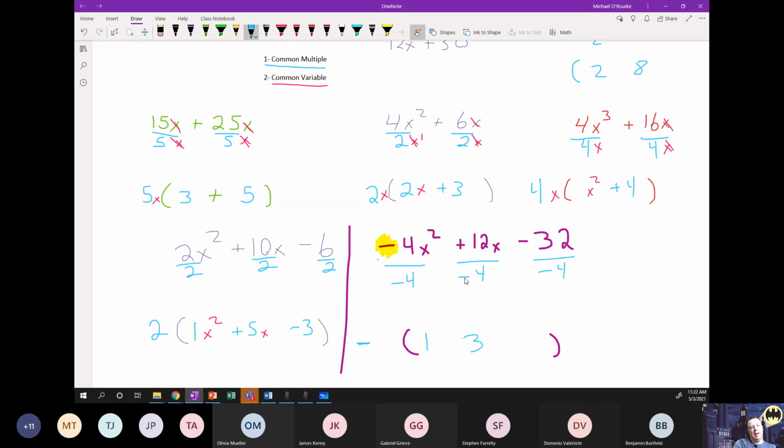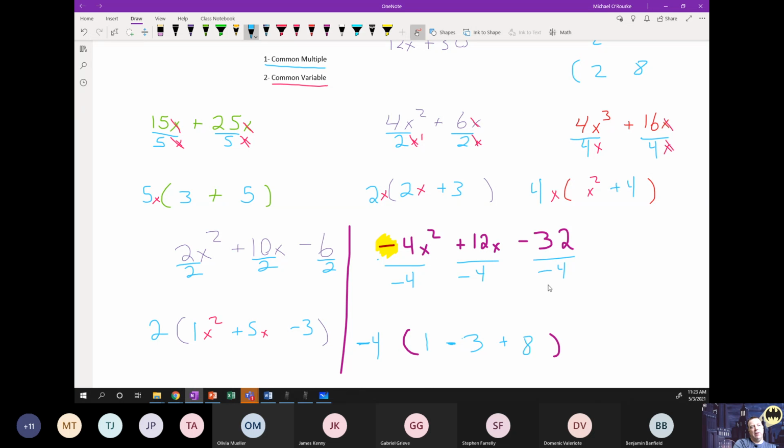A positive divided by a negative is a negative. 32 divided by 4 is 8. A negative divided by a negative is a positive. Oh, I forgot. You guys got to remind me when I don't put that 4 up front.